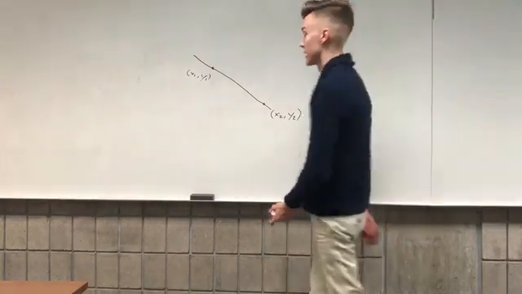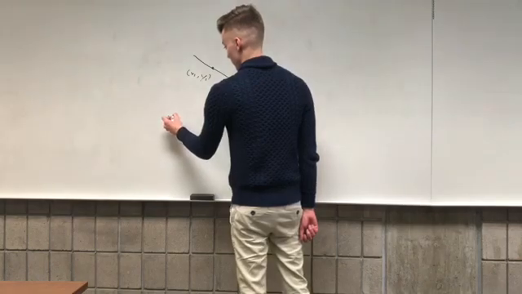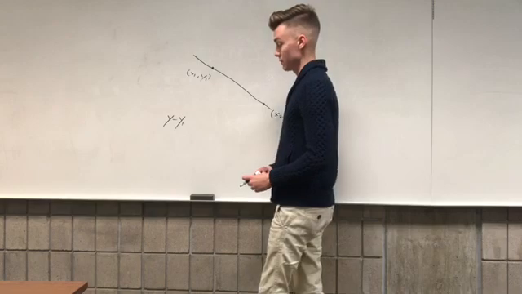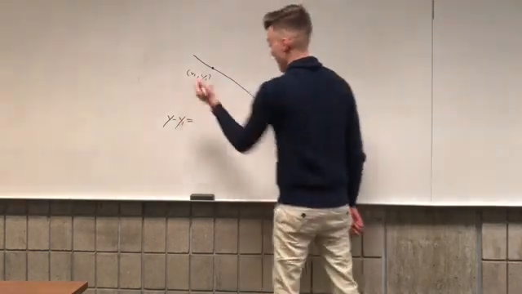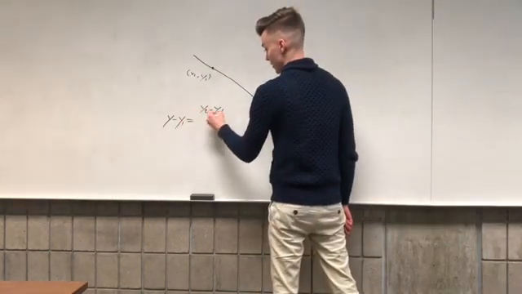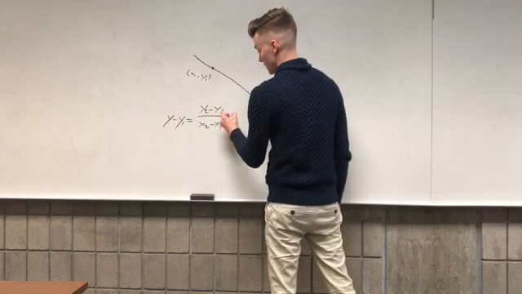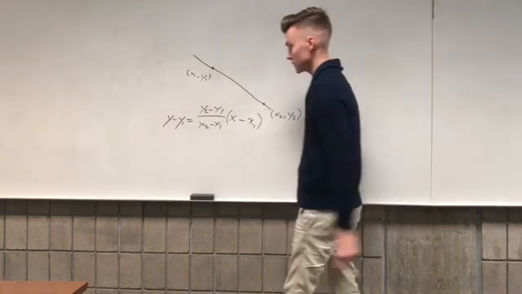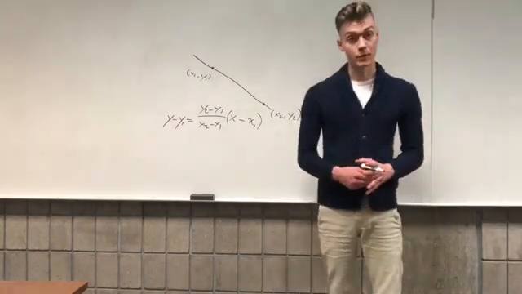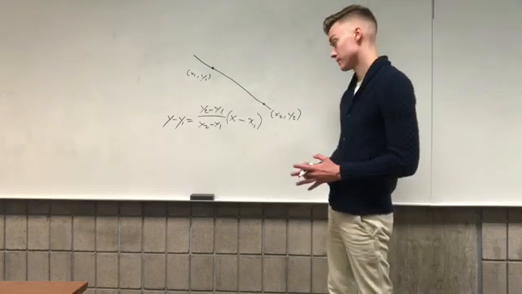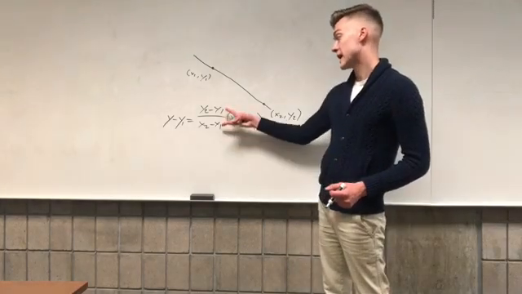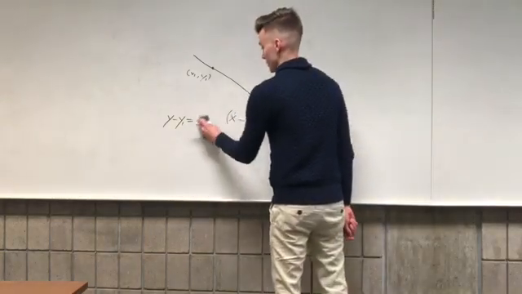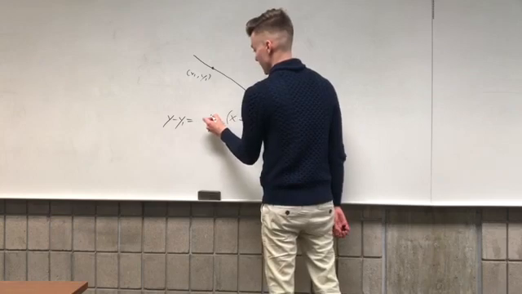Now the equation of this line is going to be, using point slope form, y minus y1 equals m, which is going to be y2 minus y1 over x2 minus x1, times x minus x1. Since we know that our constructible numbers are closed under subtraction and division, our entire slope is already a constructible number. So I'm just going to write that as m.